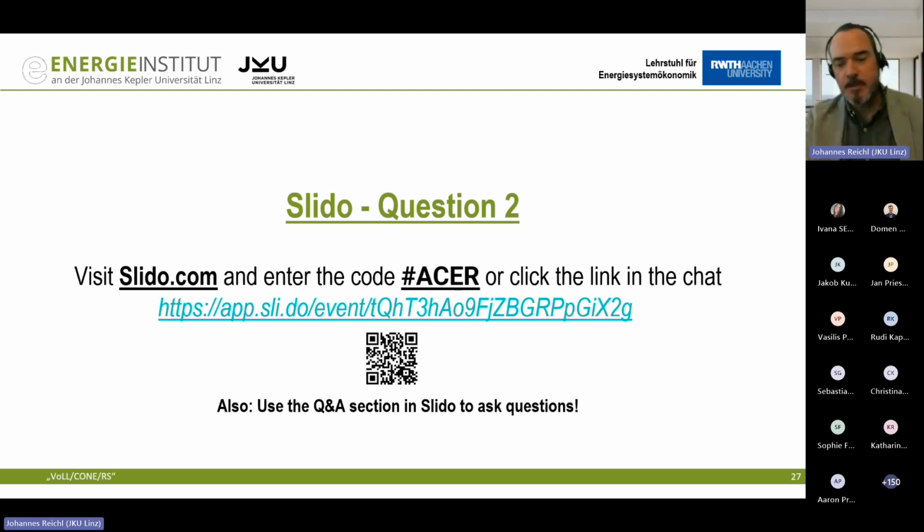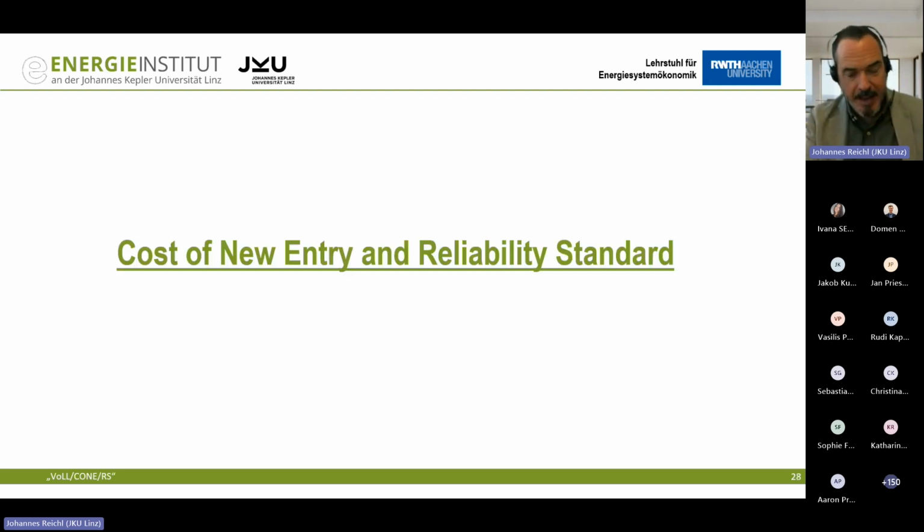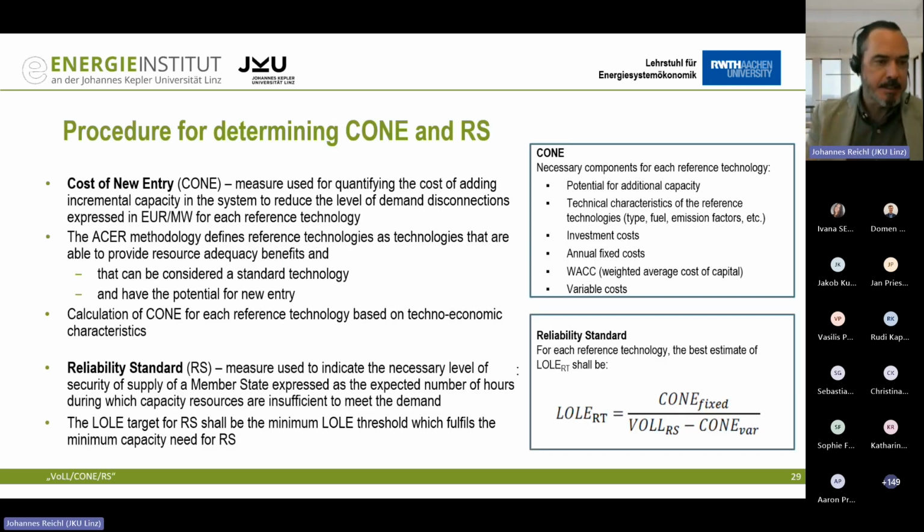I will continue to talk about the cost of new entry and the reliability standard. As I said at the very beginning, these two metrics were troubling the responsible entities less. So here the methodology was perceived much clearer and much easier to follow, but still we do see some deviations from the methodology. First of all, simply explained, what is CONE and RS?